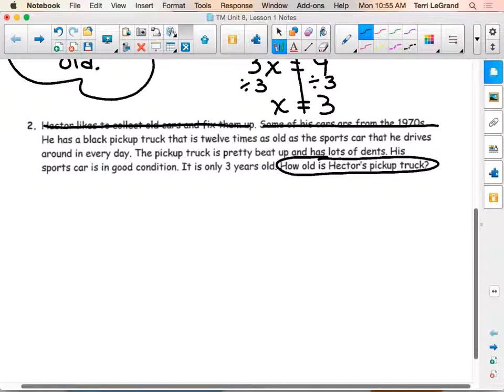Okay, and anything else you think might be useless in here? Caden? The pickup truck is pretty beat up and there's lots of dents. Yeah, okay. The fact that it has a bunch of dents and is beat up just means he has lots of fixing to do, right? Sam? His sports car is in good condition. Okay. Anything else?